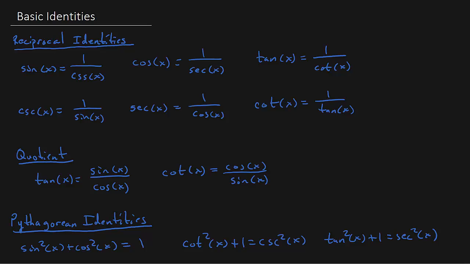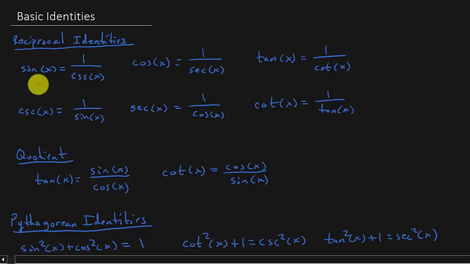So we've got the reciprocal identities. You've seen this in an earlier video if you've been watching them. Sine is 1 over cosecant, cosine is 1 over secant, and tangent is 1 over cotangent, and the same thing with cosecant, secant, and cotangent. It's just saying that sine and cosecant are reciprocals of each other, cosine and secant are reciprocals, and tangent and cotangent are reciprocals of each other. Like I said, these were in earlier videos.